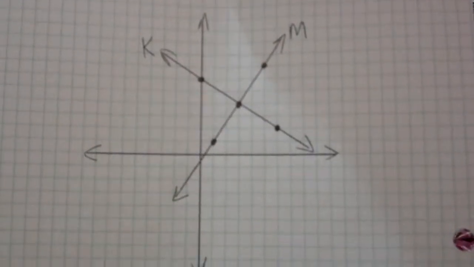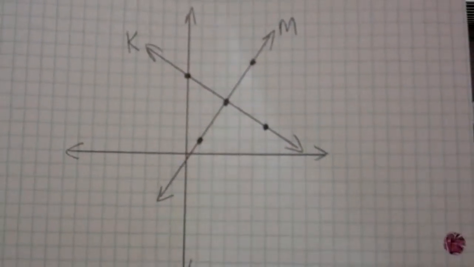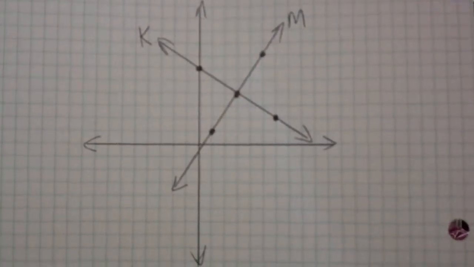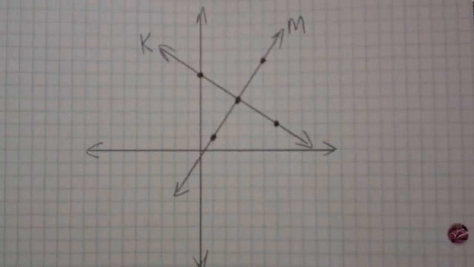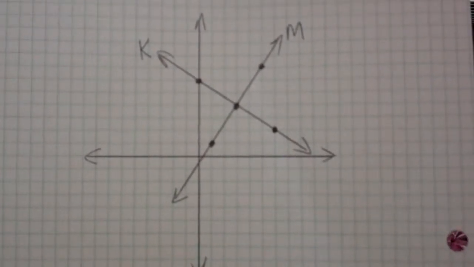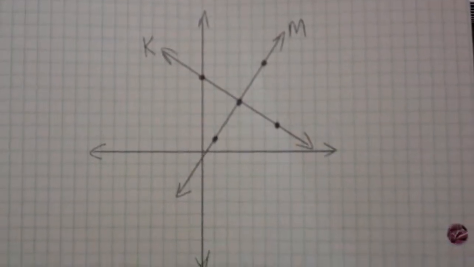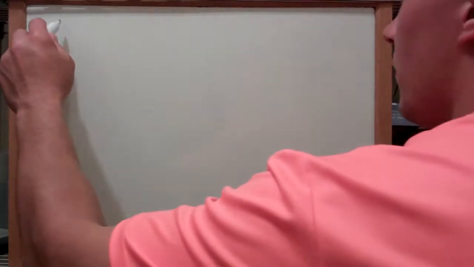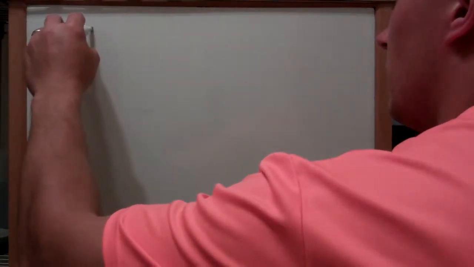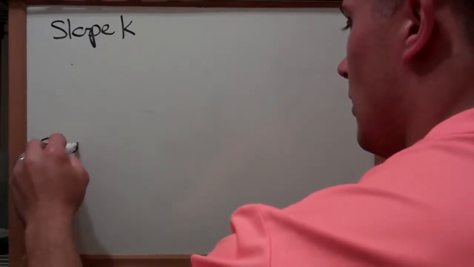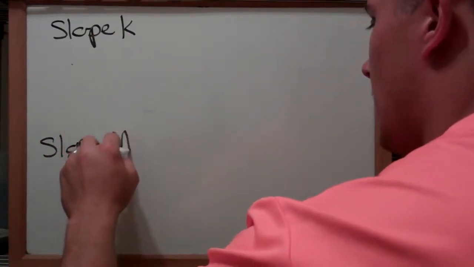So we want to count the slope of line K and M, and in this case, the slope of line K is going to be negative 2/3. The slope of line M is going to be a positive 3/2. So the slope of line K and the slope of line M.